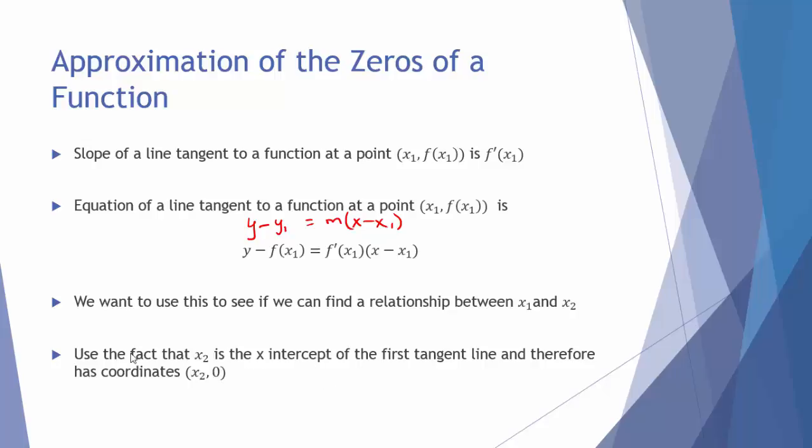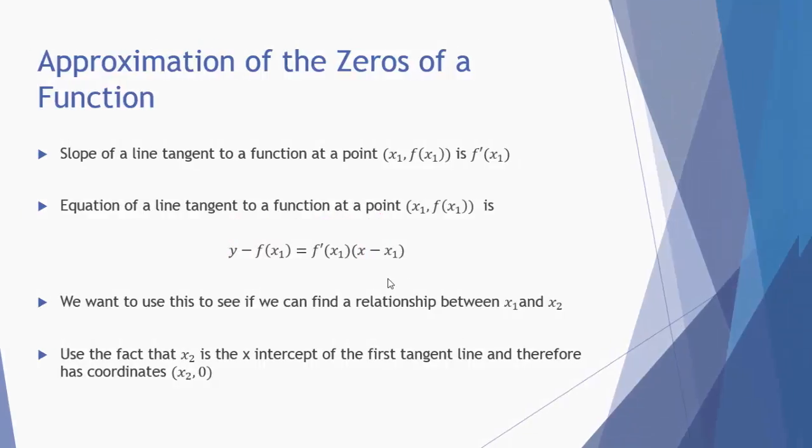So this is now a second point on our tangent line. One point on our tangent line is x sub 1, f of x sub 1. So the second point is x sub 2 and 0. So what we're going to do is plug in x sub 2 in place of x, and plug in 0 in place of y. And then we're going to manipulate this a little bit. And this is what it's going to look like when we do that.